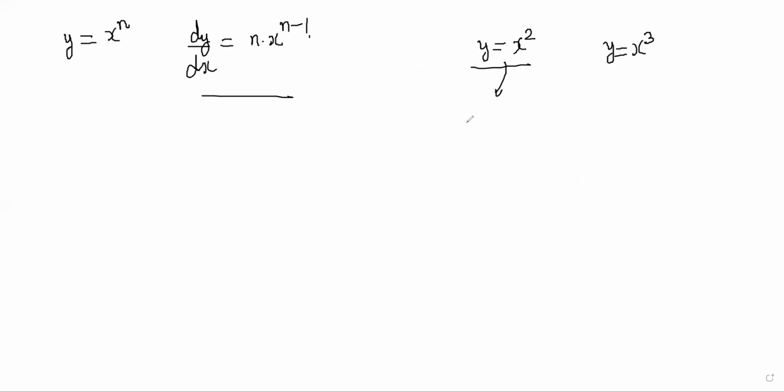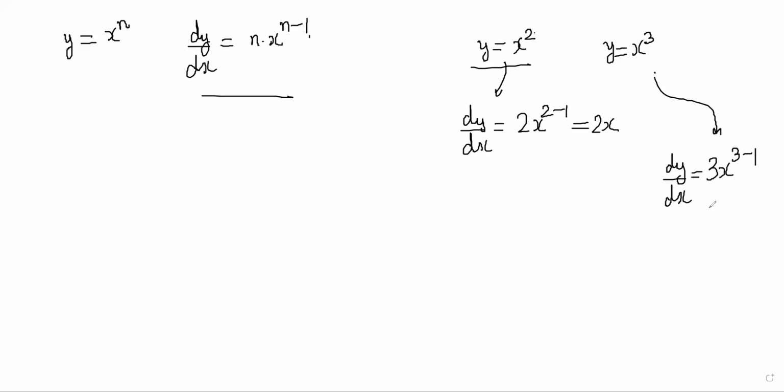You know that for y is equal to x square, dy by dx will be, now apply the formula, 2x power 2 minus 1, so 2x, right? And for x cube, dy by dx will become equal to 3x power 3 minus 1, so 3x square, correct? That is a useful result because now any power of x you can differentiate.